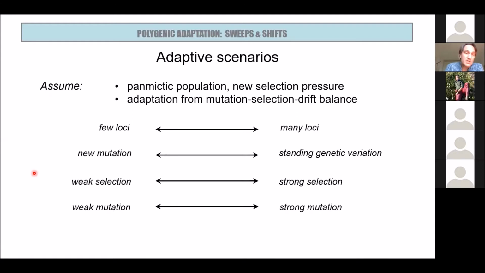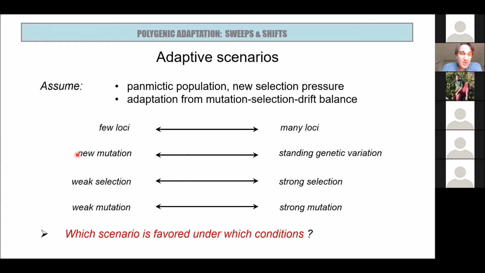But the question arises, what are the conditions under which we see either one thing or the other thing? Is this something that has to do with the number of loci? Is this something that has to do with either adaptation from new mutation or from standing genetic variation? Does the selection strength matter, whether we have weak or strong selection, or the strength of the mutation rate also? So, which scenario is favored under which conditions? You can think about this for yourself. Which condition do you think would be the most important one of these? And we will come to some clues in the end of this talk.